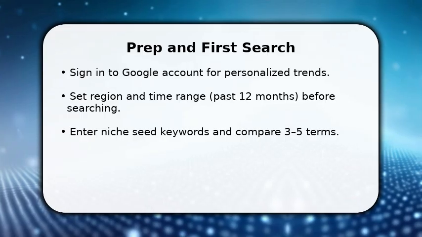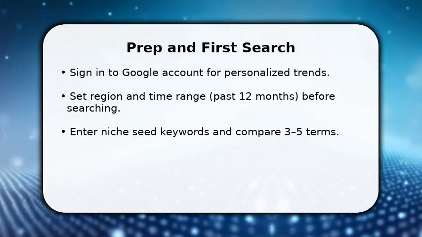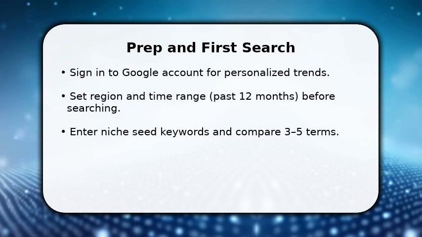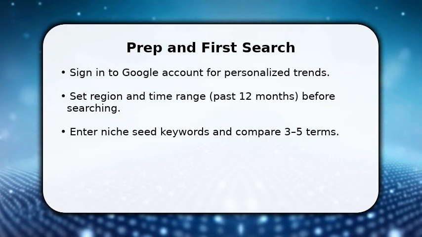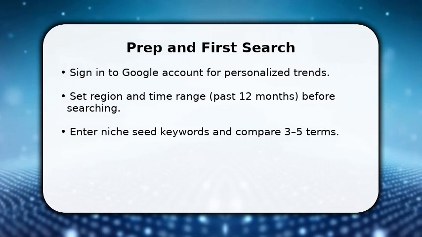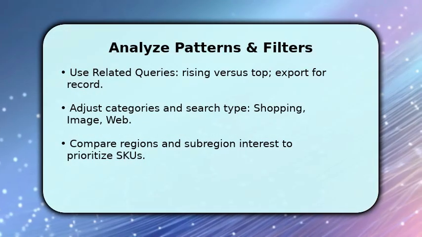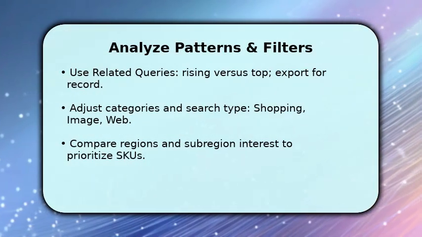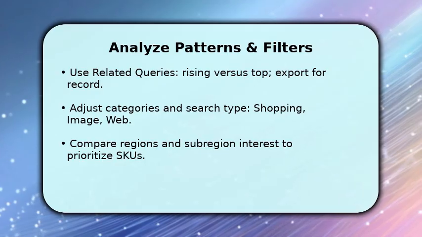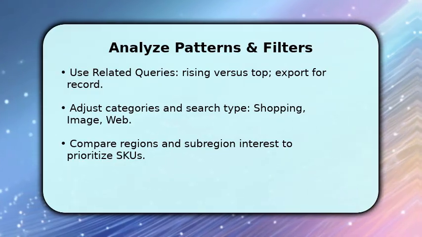Make sure to switch between web search and Google shopping views to see buyer intent versus general interest. Next, dive into related queries and pick rising items to catch emergent designs. Once you spot a rising query, export the CSV or copy results for reference.